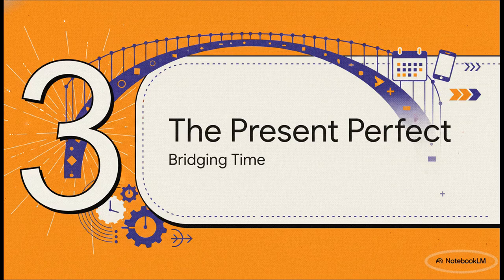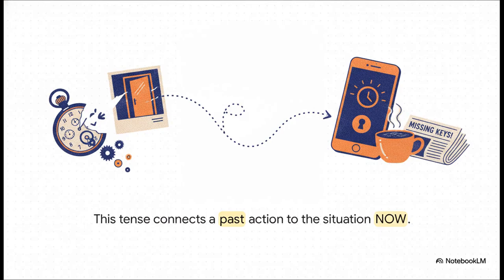Okay, now for a really cool one. This is one of my favorites. Some tenses, you see, they don't just live in one time period. The present perfect is our special bridge that connects an action from the past directly to our present moment. Here's the best way to think about it. The action happened in the past, but the result, the relevance, we're feeling it now.